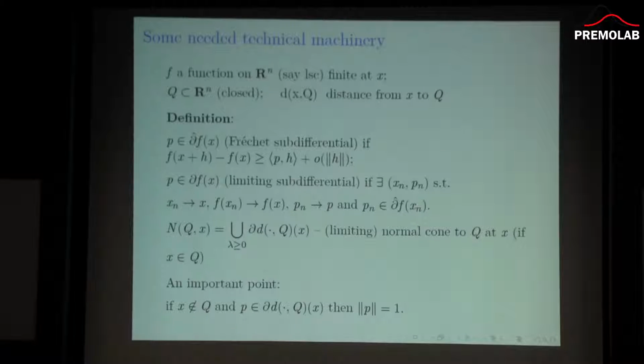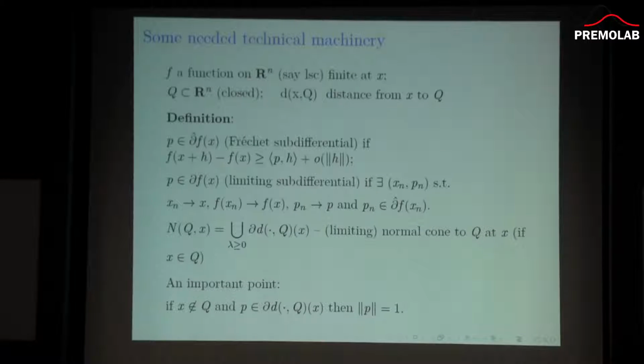So if you have a function on R^n which is finite at x, or if you have a set Q containing x, then we can define what is called the Fréchet subdifferential. Elements of the set are called Fréchet subgradients. If this inequality holds, it is more or less the same as the definition of the derivative, but instead of equality, we have an inequality. And that is that.